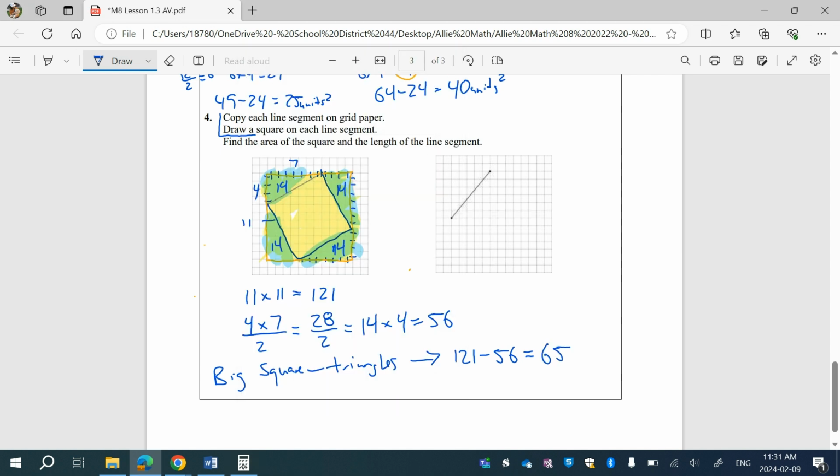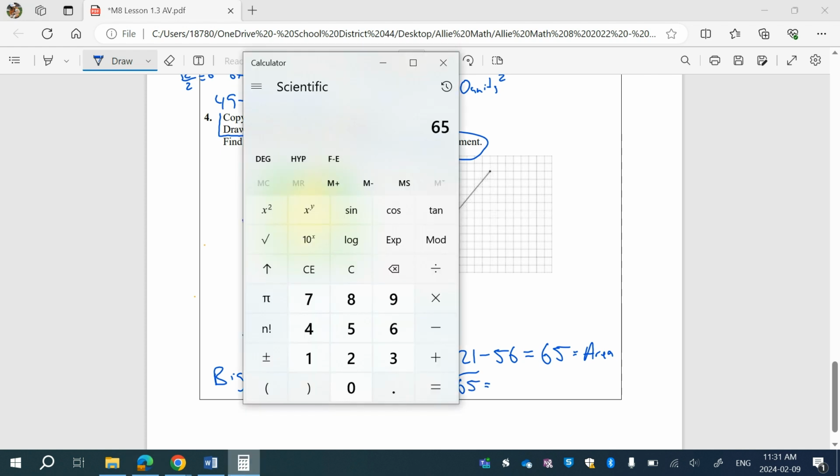So that's the area of the square, equals area. And this is asking us for the length of the line segment. So we need to remember our relationship between a square and the side length. We need to find the square root of 65 to get that side length. So I know this is going to be a decimal. I know 65 is not one of our perfect squares. So let's press square root button.